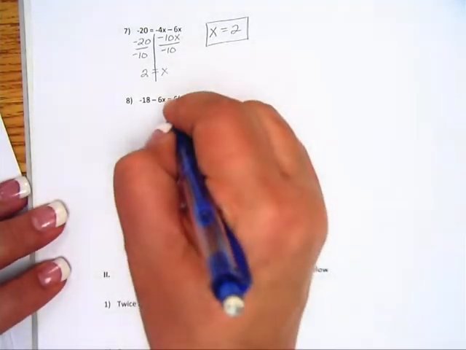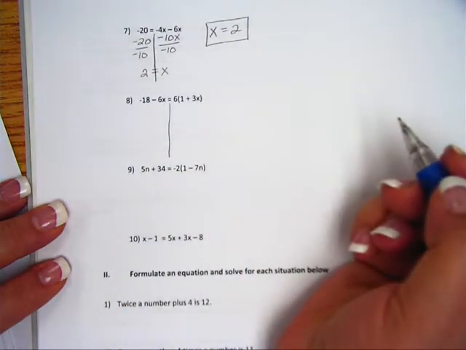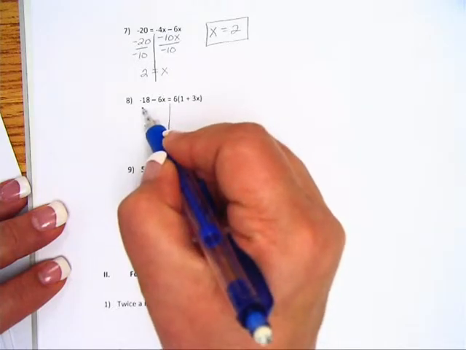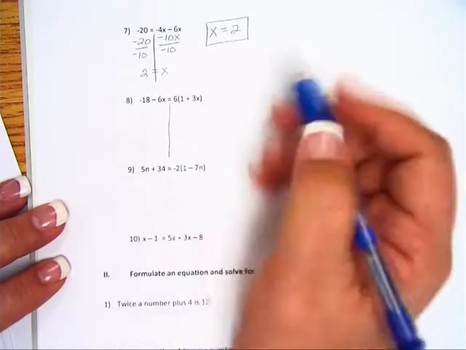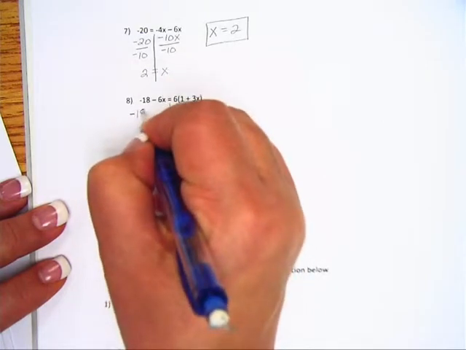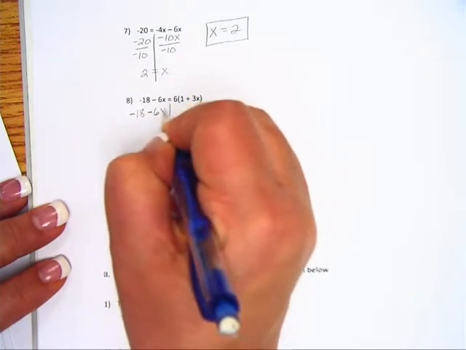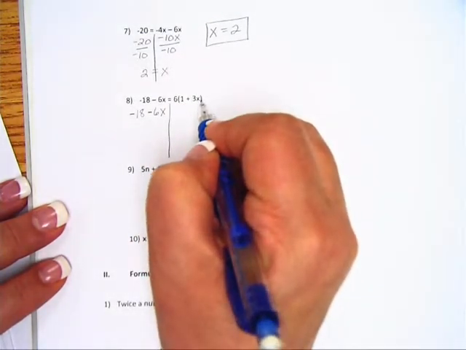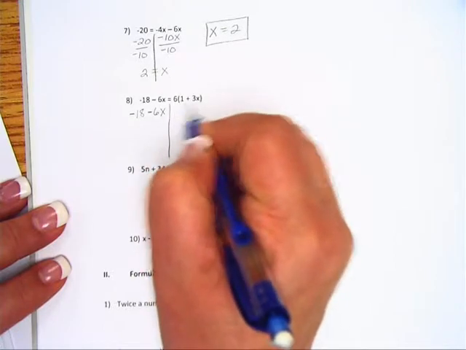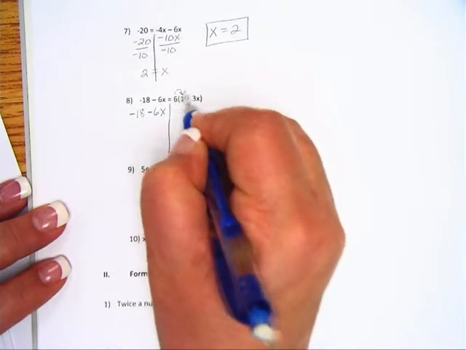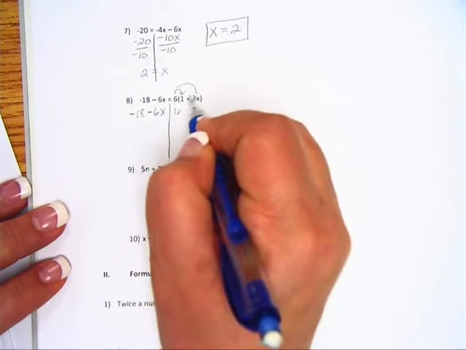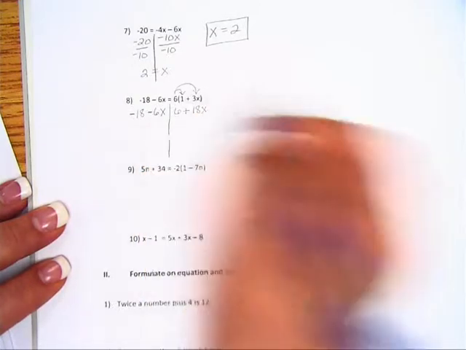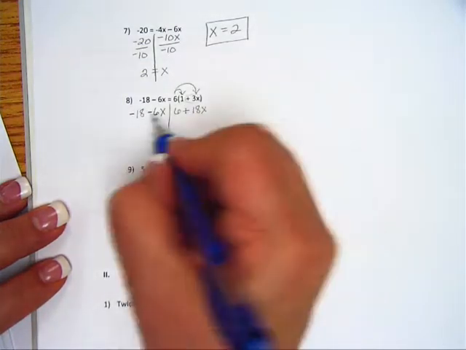Okay, let's look at number 8 together. Again, I'm trying to get to a variable term and a constant term on each side. So 2 terms on each side, one with a variable, one without. This side is ready to go. Negative 18 minus 6x. This side is not. I have some parentheses I need to get rid of. I do that by multiplying everything in the parentheses by what's on the outside. So 6 times 1 is 6. 6 times a positive 3x is positive 18x. Now they're ready to go.